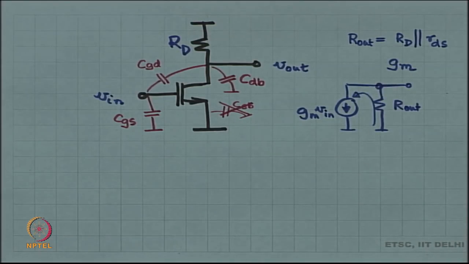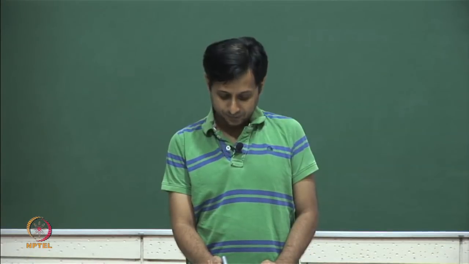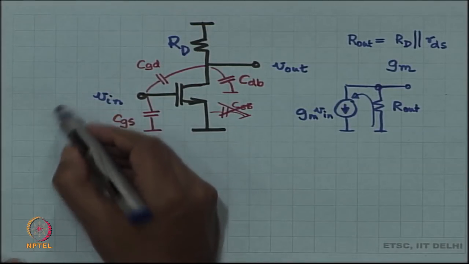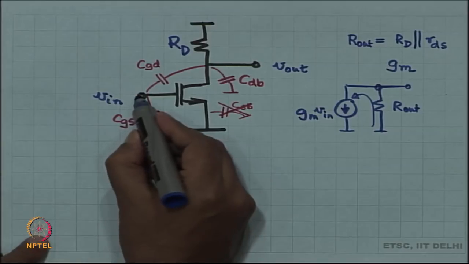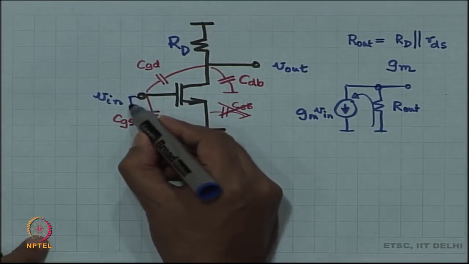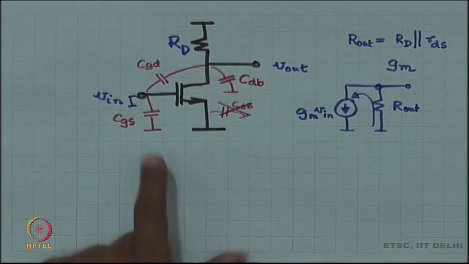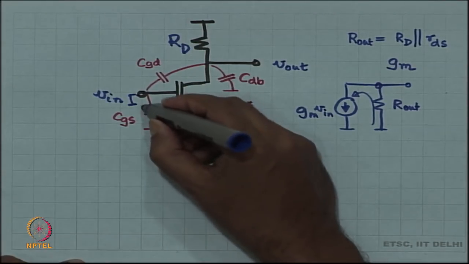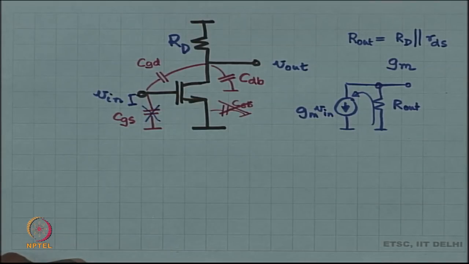Okay. So, let us first find the output impedance. When I do the output impedance experiment, V in is going to be at ground. If V in is at ground, CGS has no current going through it, because both sides of CGS are at ground.